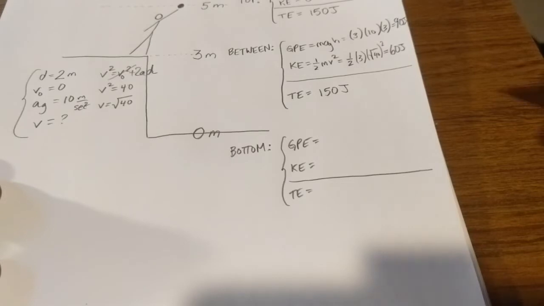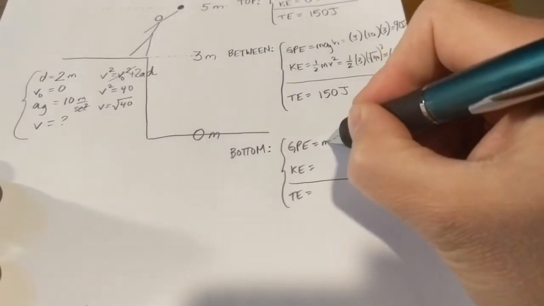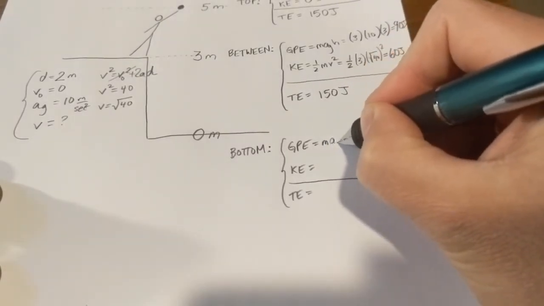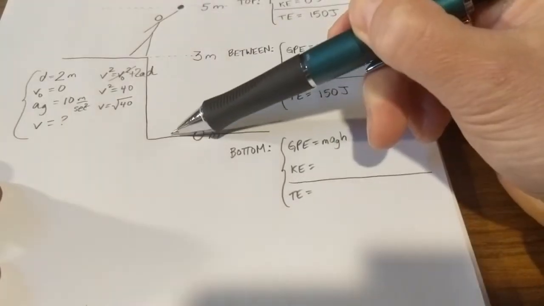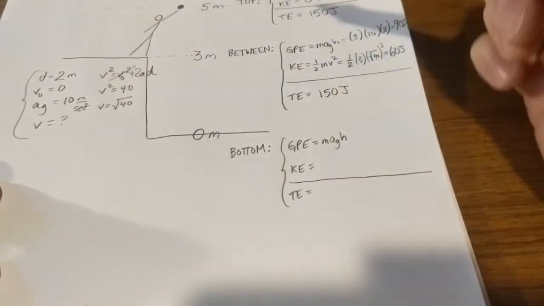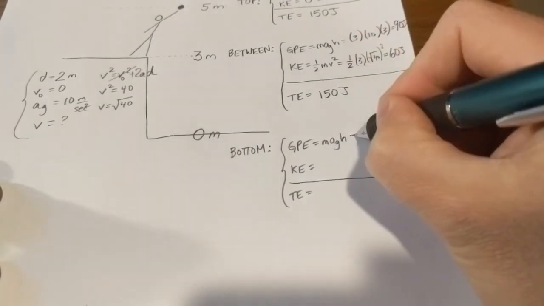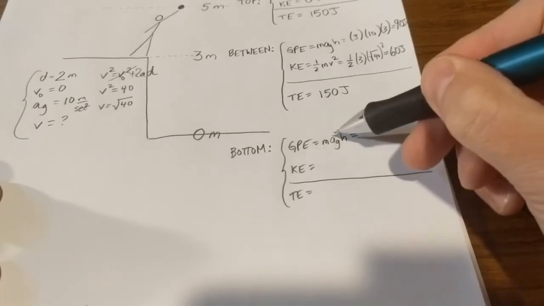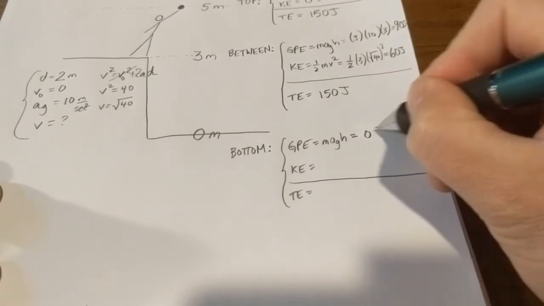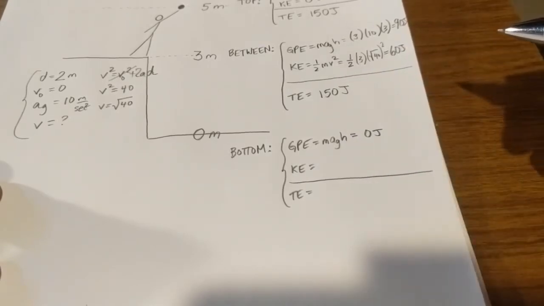When the ball falls to the bottom, we can calculate its potential energy, and now we would say that the ball, having reached the floor or the bottom, has a height of 0. So we can say the mass of 3 times gravity being 10 times 0 gives us 0 joules of gravitational potential energy there.